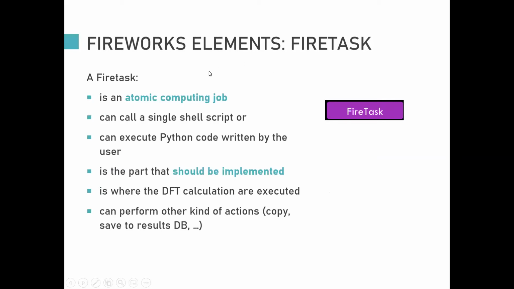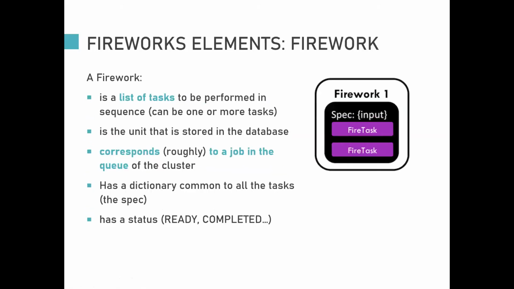So now let's go to the fire task. What is a fire task? It's an atomic computing job. It can call a single shell script, or it can execute Python code written by the user. It's the main part that should be implemented. That's where most of the things are done, and it's also where the DFT calculation is executed. So you have your VASP or your ABINIT that would run here. And it can perform any other kind of actions: copy files, save to a database, remove files, whatever. This is your role to implement, or to use workflows that are already implemented with these functionalities, like Automate or ABI-flows.